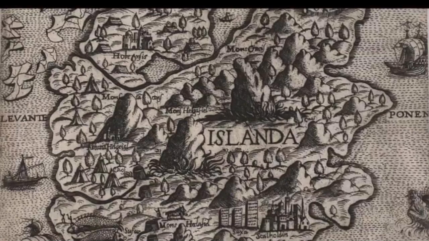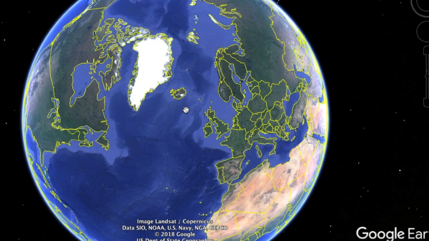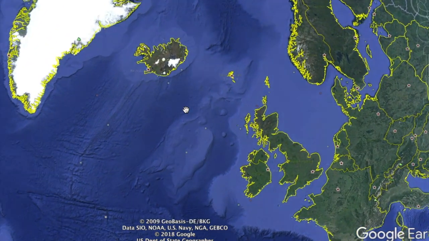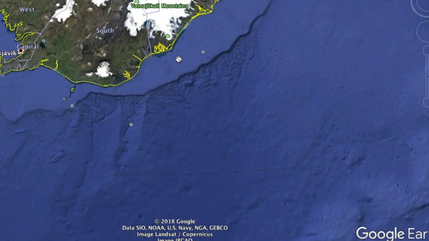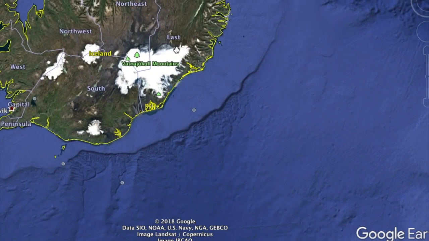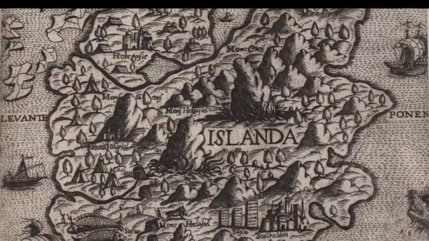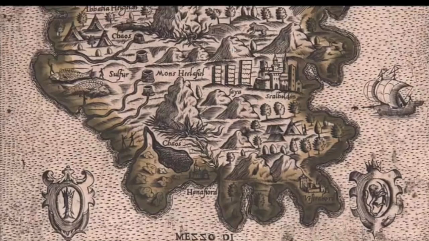Now, I find it really interesting that if we look at where the ice is, it appears to me as if the ice is sitting right on top of this area. And once again, let's have a look. Right where that would be. Boom.